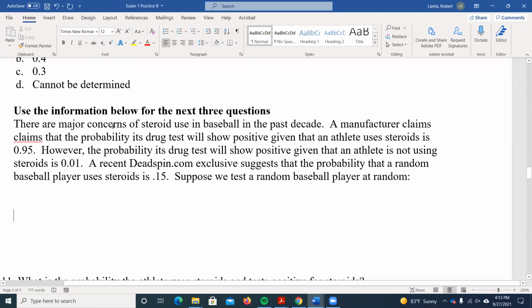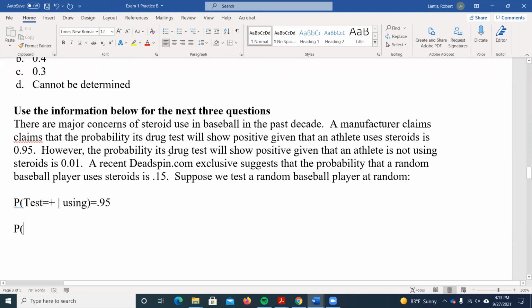Right? So we've got major concerns of steroid use, and there's a manufacturer that claims that their drug test will show a positive result given that the athlete is using steroids with a probability of 0.95. Okay? So I'm going to say the probability that this test shows positive, right? Given, and I'm going to space this out, given that the athlete is using steroids. So given that they're using, the probability we see a positive test result is told to us to be 0.95. Okay.